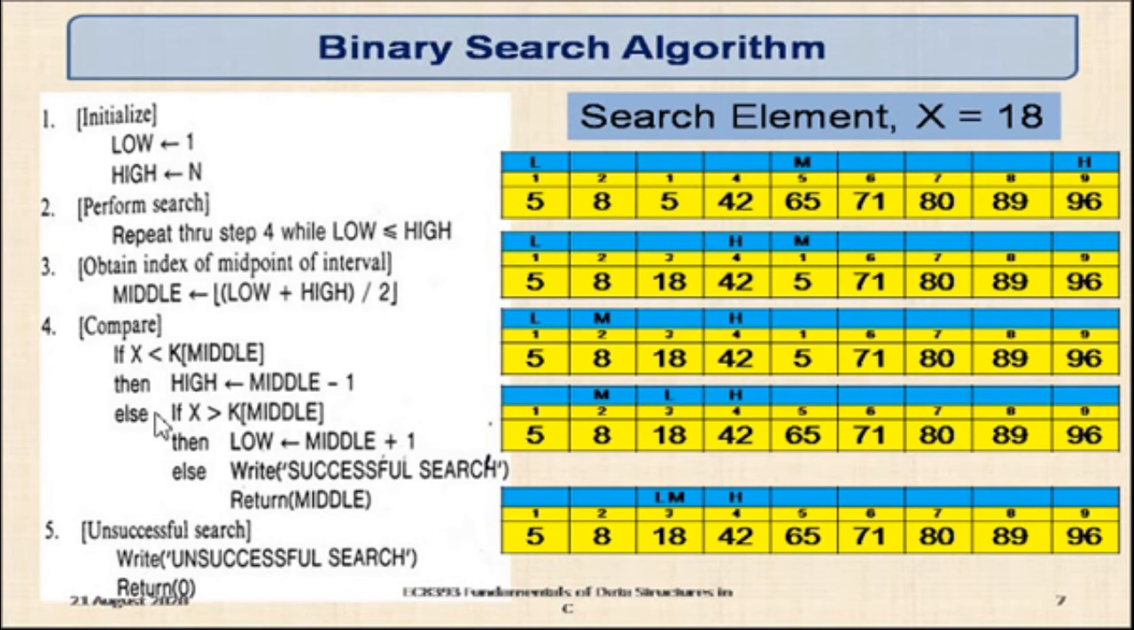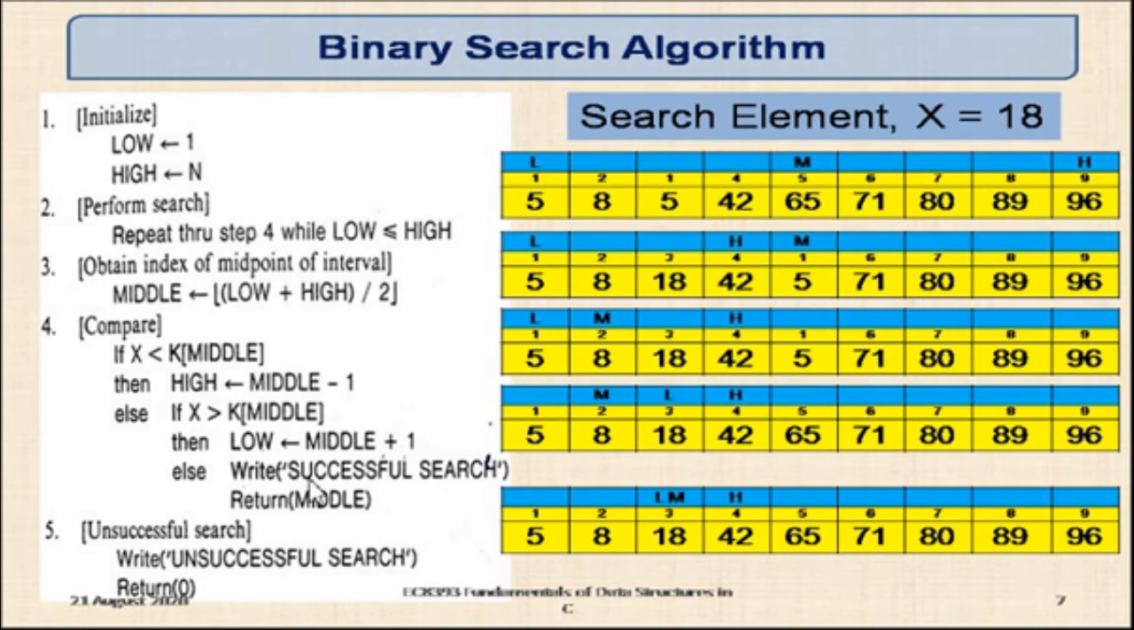Right. Now you see here the first condition fails because 18 is less than K of 3. That is also 18. So 18 is not less than 18. Okay, this is not satisfied. It will come to the else case. X is greater than K of middle. That is 18 is greater than 18. That is also not satisfied. That means what? That is a successful search.